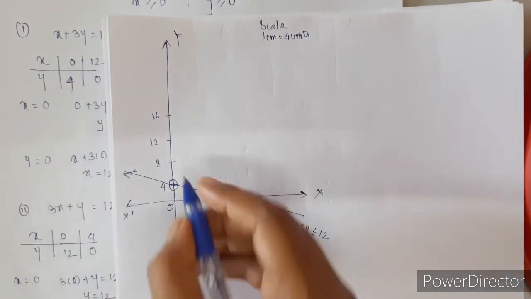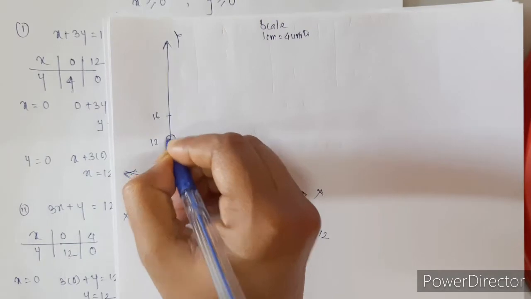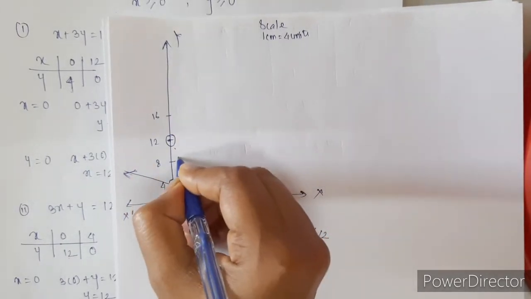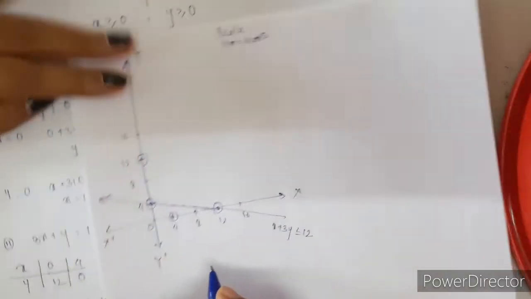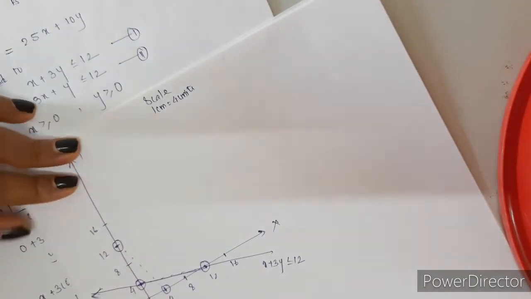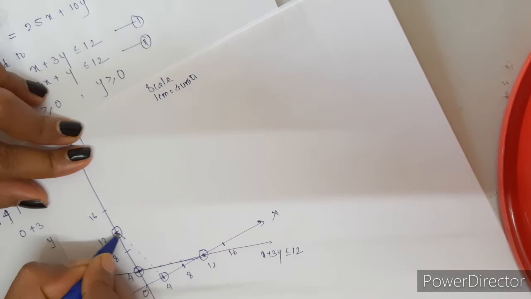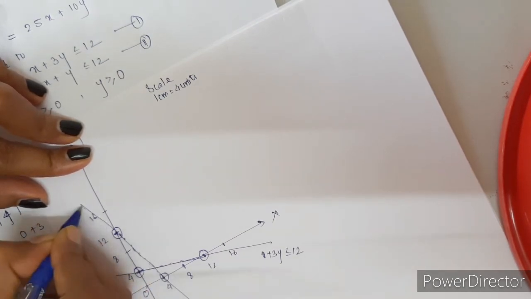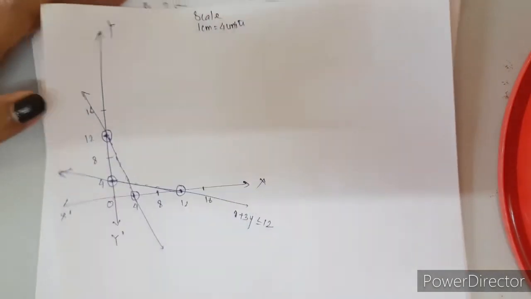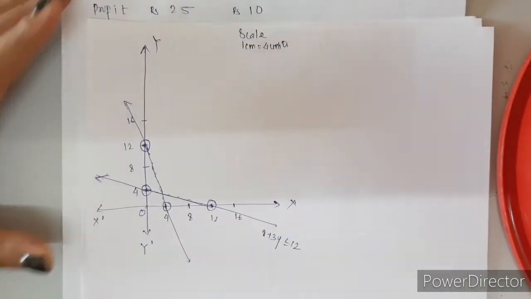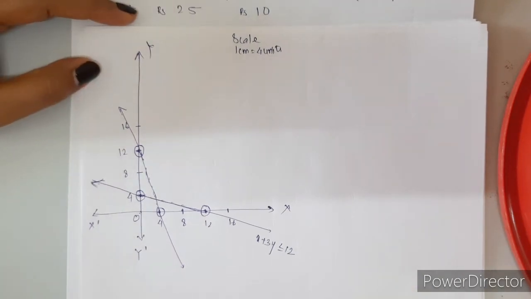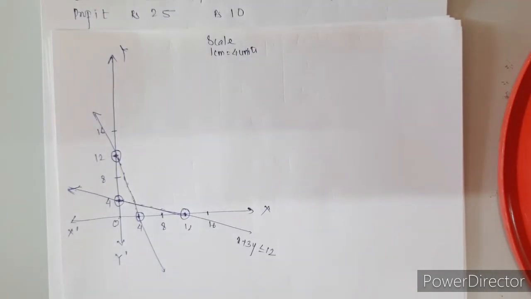Now the next line: x is 0, y is 12; y is 0, x is 4. Again, join these 2 points and extend the line. Okay, so we got our graph. Now we know that x is greater than or equal to 0 and y is also greater than or equal to 0.